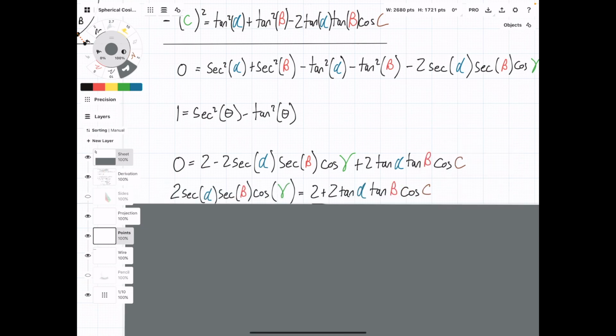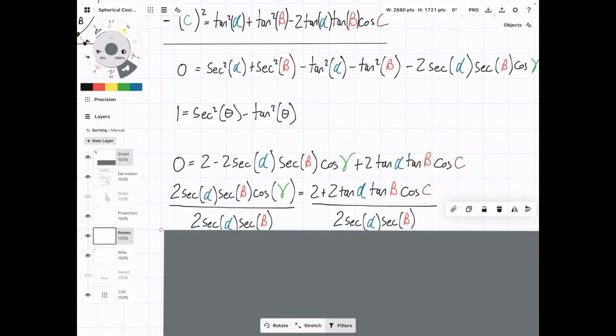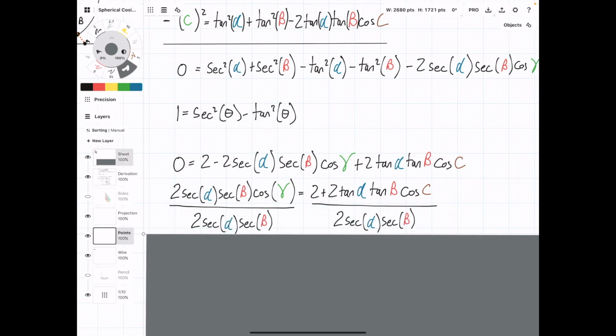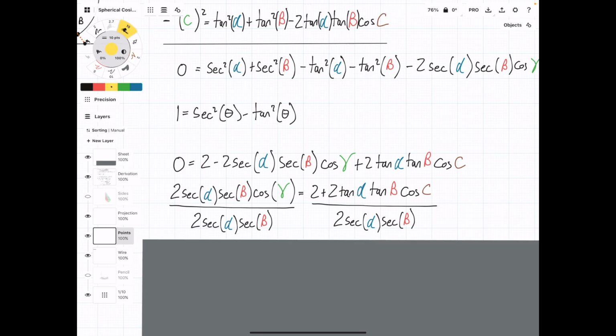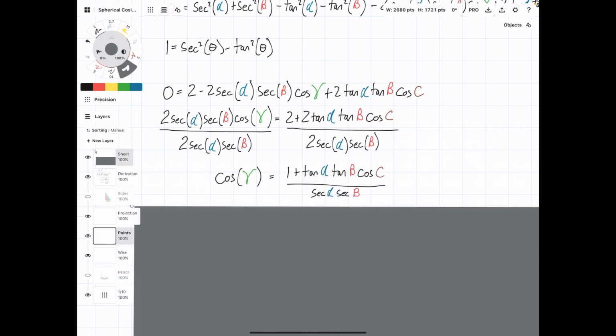Now we're going to try to solve for cosine of gamma. So all I did here was take this portion of the formula and bring it to the other side. And then I'm going to divide by 2 secant alpha secant beta to get cosine gamma alone. Keep going down. And then this is what we're left with.